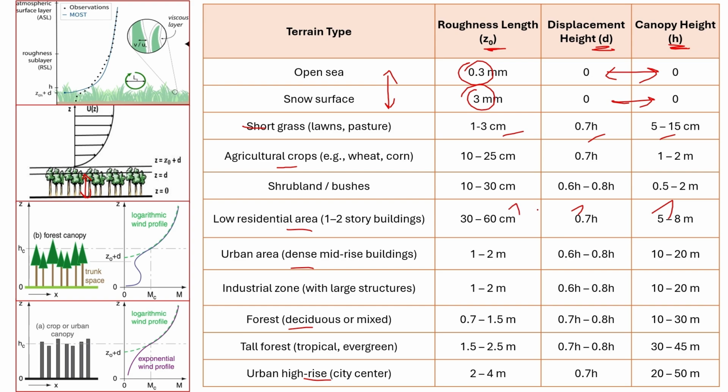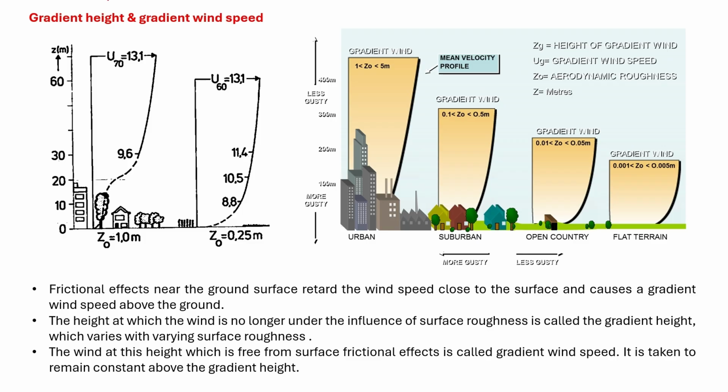After that we discussed the gradient height and gradient wind speed. So here what happened, if you see the velocity profile, we know due to the surface roughness, the velocity is 0, then it will keep on increasing as it moves away from the surface. For example, here they mention 8.8 meter per second at this altitude, 10.5 meter per second at this altitude, then 11.4 meter per second here, then 13.1 meter per second. After that the velocity will be constant. Here it will be the same 13.1 meter per second. So gradient height means the height at which the velocity is constant. Okay, so here it is varying, 8, 10, 11, etc.